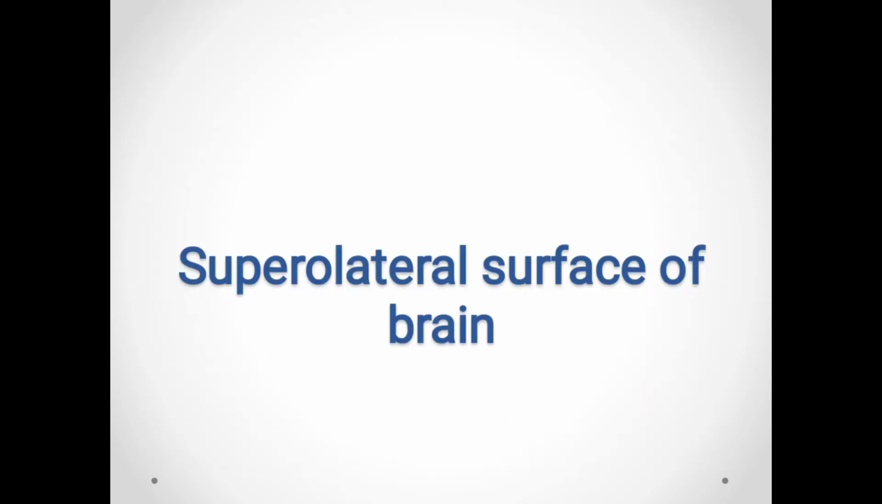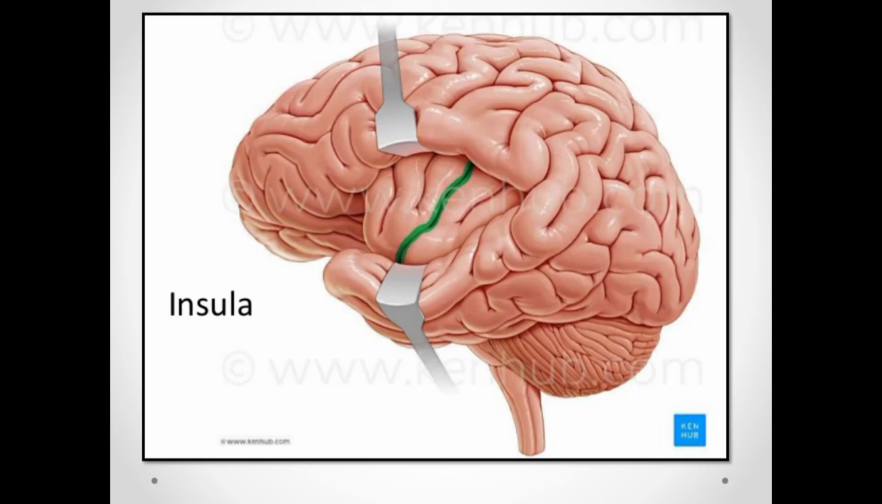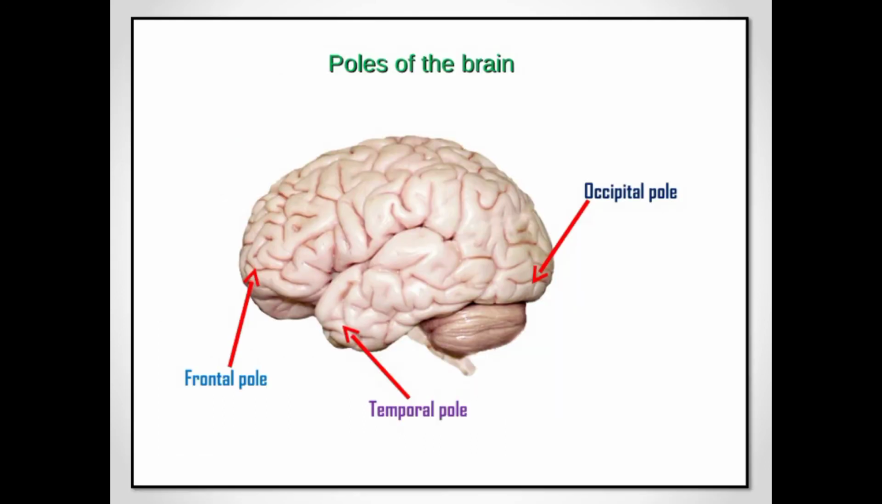Okay, after that, the next important thing you have to know is the superolateral surface of the cerebrum. Before that, I'll tell you a little bit. What you see in the brain is three poles: the anterior frontal pole, the basal temporal pole, and the posterior occipital pole. After that, you have to look at the borders.